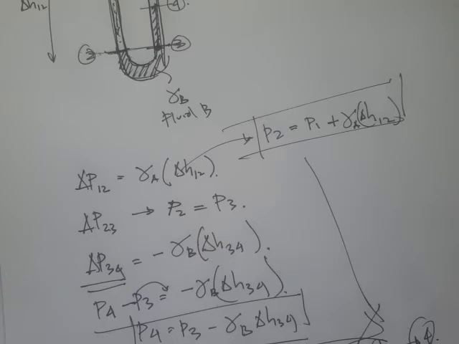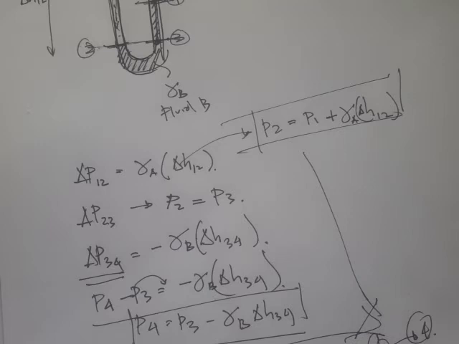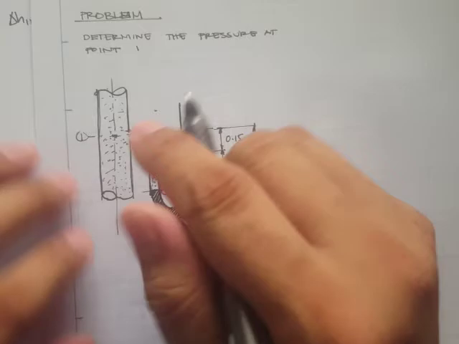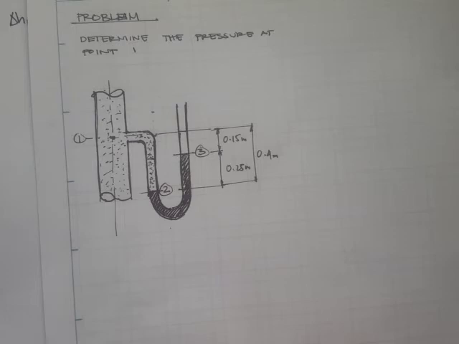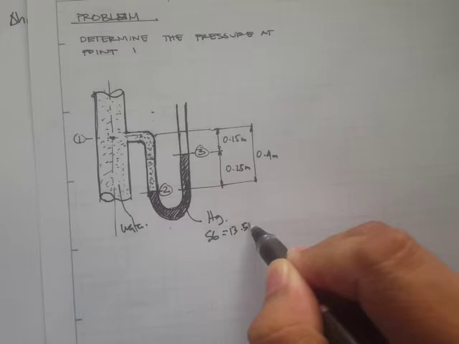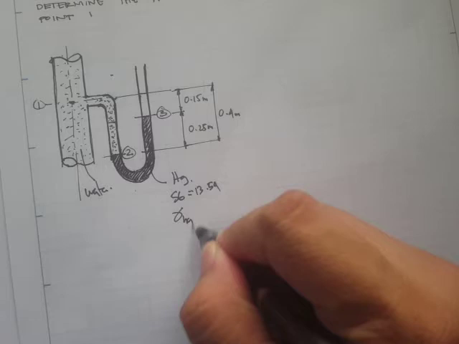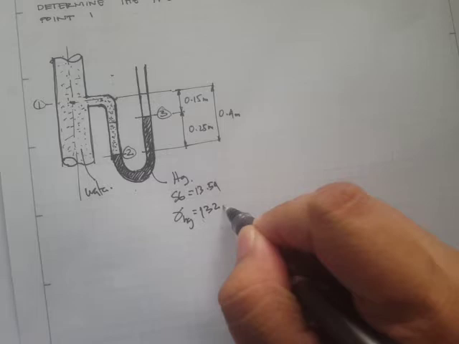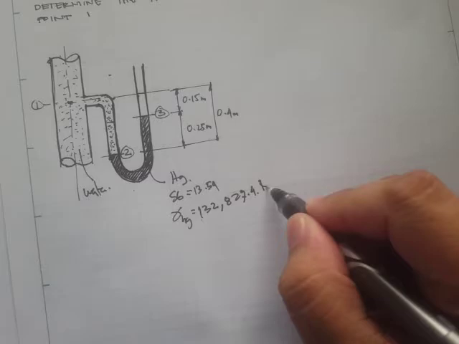Okay, so now we'll do problems on this manometer topic. Okay, so the problem is this one. Determine the pressure at point one. Okay, so we have this tube right here, and let's say this one is filled with water, then this one is filled with mercury with specific gravity of 13.54, and therefore its unit weight would be 13.54 times the unit weight of water, which is just 132,827.4, right? That's in newton per meter cube.